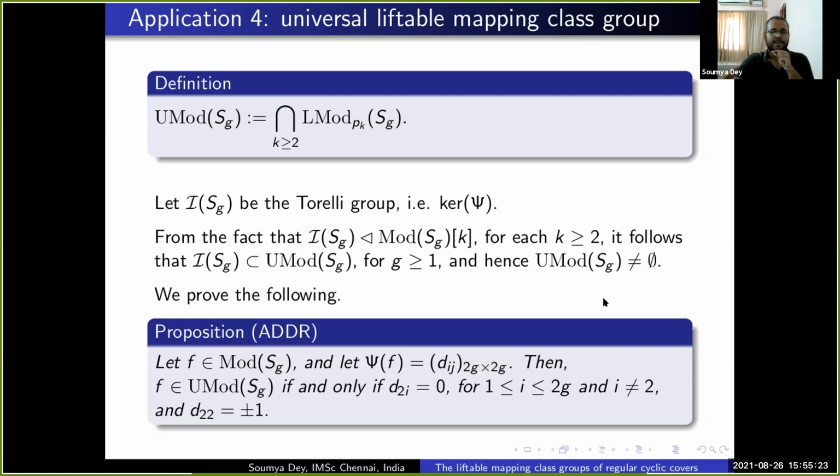Then we have again a symplectic criterion for this particular group. Suppose you have some f in mod SG. You consider the image of this homeomorphism under the symplectic representation as a matrix, and you check that d2i equals 0 for i between 1 and 2g, for i not equal to 2, and d22 can be plus or minus 1. If this condition is satisfied, you can say that f is in your U mod SG.